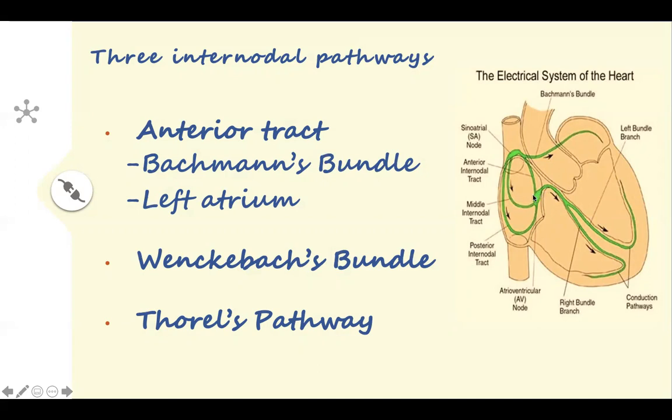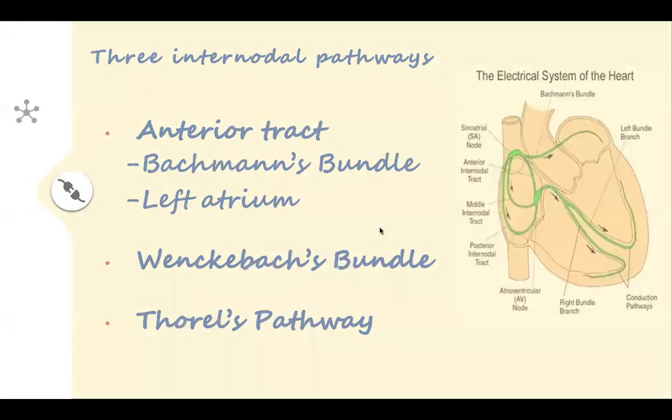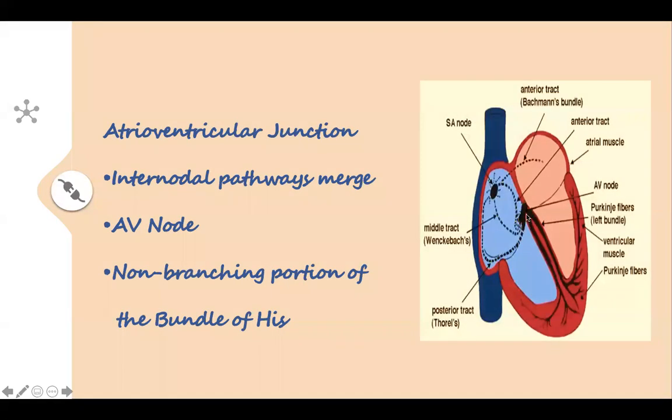If you see from this demonstration, this is the aortic valve and the aorta, and the AV node is near the aorta. So as we said, in TAVI, you can injure this node. So this is the AV node, formed by the merge of the internodal pathways. It is a non-branching portion of the next bundle, which is the bundle of His.